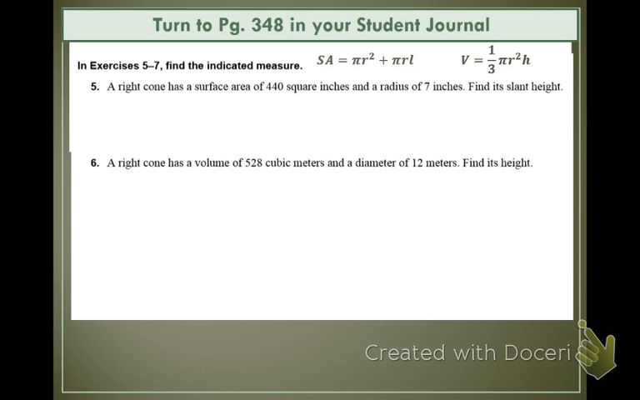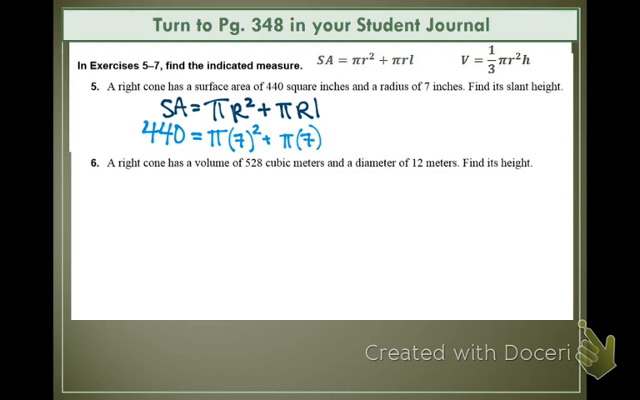A right cone has a surface area. So which of these formulas are we going to use? The first one, surface area. So I'm going to go ahead and write it: pi r squared plus pi r L. It has a surface area of 440 square inches. So where does that go? In the beginning for surface area. So 440 equals pi, and a radius of 7. Where does 7 go? Anywhere you see an r, that's where 7 should go.